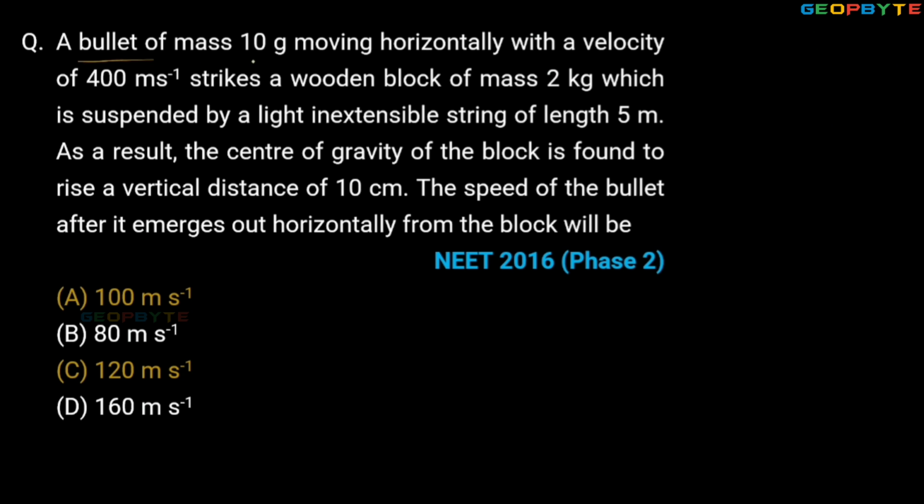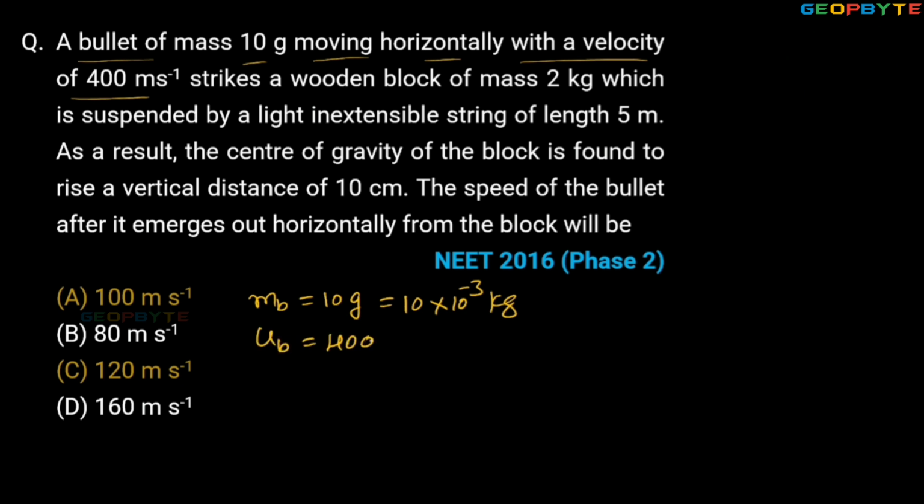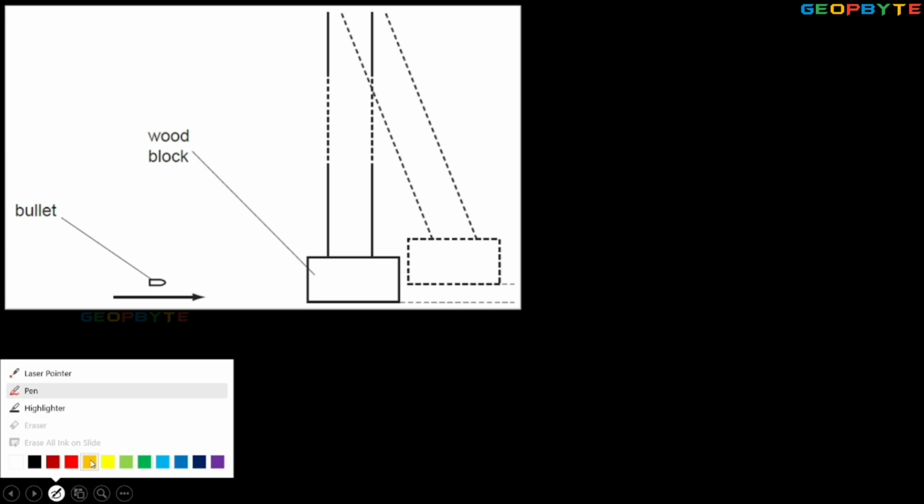A bullet of mass 10 grams moving horizontally with a velocity 400 meter per second. Mass of the bullet is given 10 grams. It is equal to 10 into 10 power minus 3 kilograms. And its initial velocity equal to 400 meter per second. Strikes a wooden block of mass 2 kg which is suspended by a light inextensible string of length 5 meters. It is like this. A weight is connected to a string.